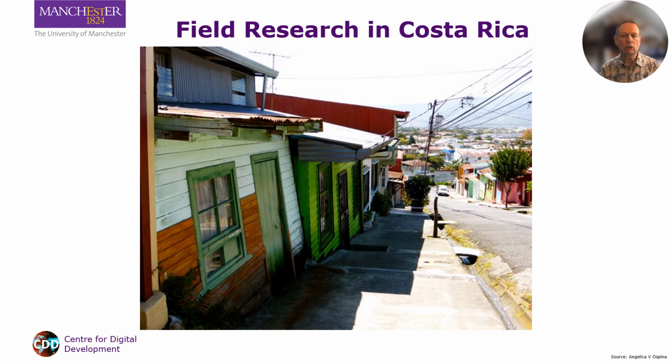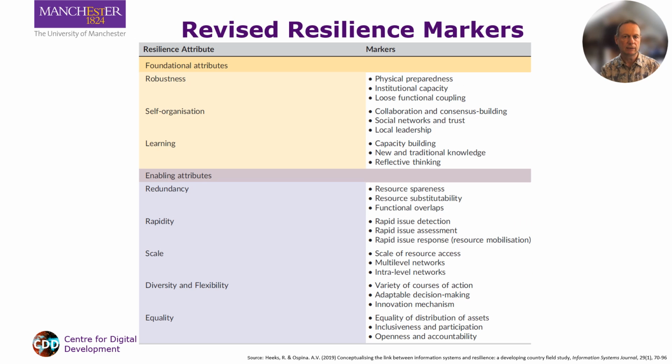From putting the initial model into practice, we found no issues with the overall attributes of resilience, but we did need to revise the markers that we'd use to measure the resilience attributes because there were overlaps and gaps and misallocations and overbroad combinations within the original markers. Putting all these findings from the field study together, a revised set of markers was developed.